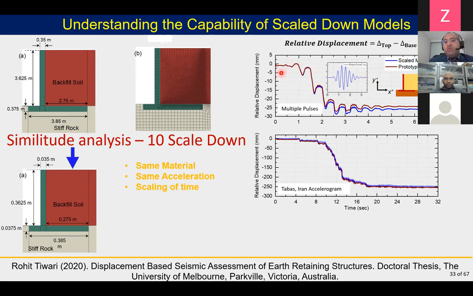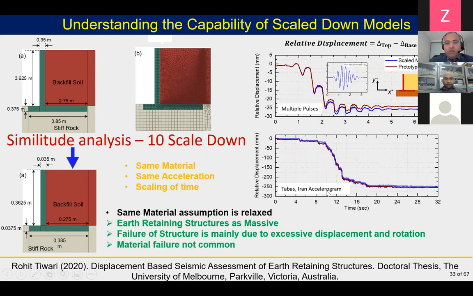So you need to scale up the result file in order to compare with the full scale one. Okay, so when you do that, you'll get this match. So this is the theory behind the scaled down modeling, and it's really interesting. We came up with a solution that allows us to model the seismic behavior of earth retaining structures using scaled down models. But the problem was when you do the similitude analysis.